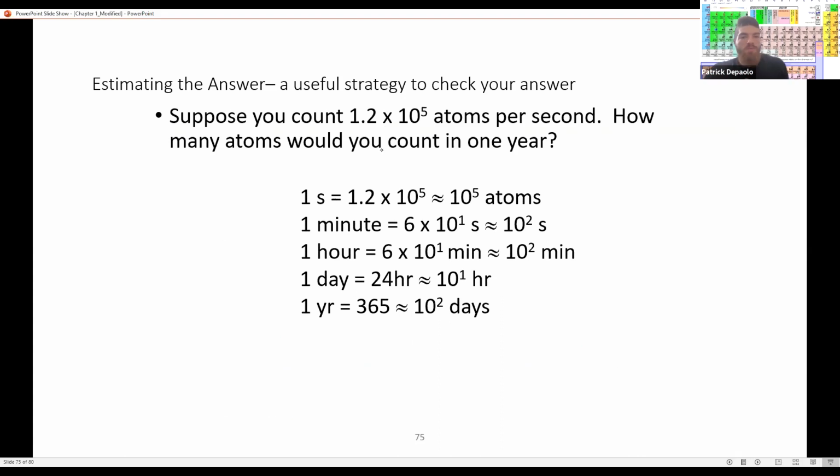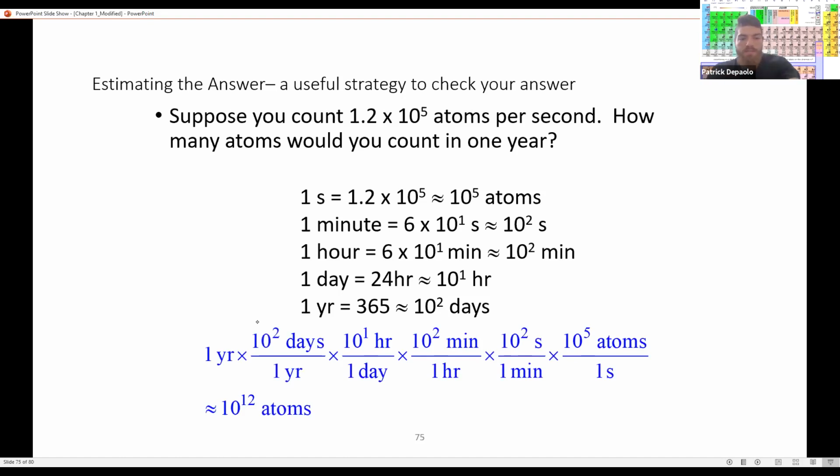Everyone could do this differently, but what I would think is, all right, if I figure out how many seconds are in 1 year, then I could just multiply it by the number of atoms and get my answer. That's exactly right. So you do that.